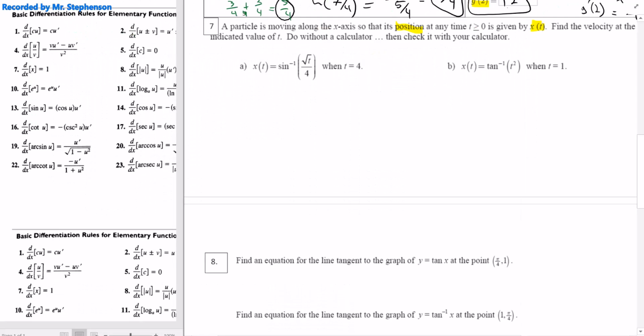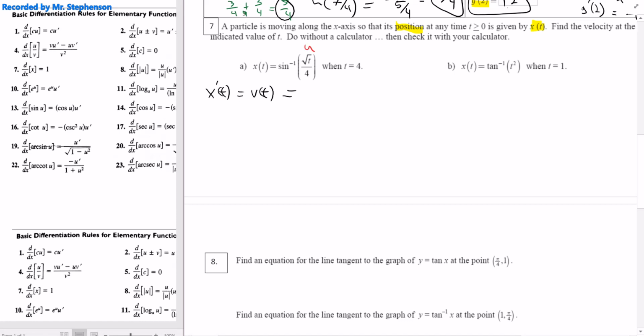So basically, I'm just trying to find x prime of t, which will give me the velocity, right? The derivative of the position is the velocity. So I'm trying to take the derivative of this sine inverse function. My suggestion is to go find a little chart and find arcsine on there. So arcsine, you can see it on the left of my screen here. It's u prime over the square root of 1 minus u squared.